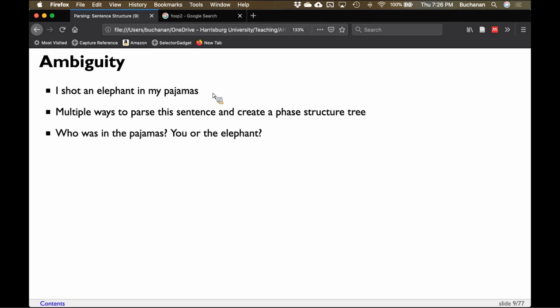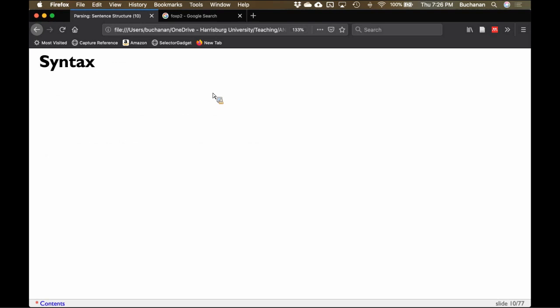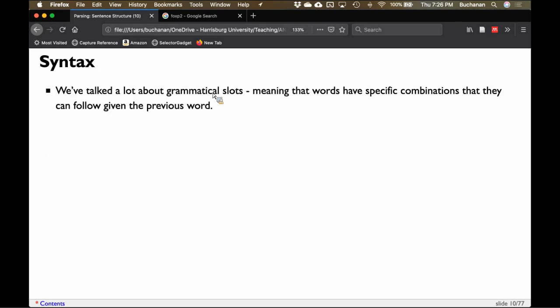So there are multiple ways to create these phrase structure trees that we'll see here in a minute, and we just talked about this point. All right.